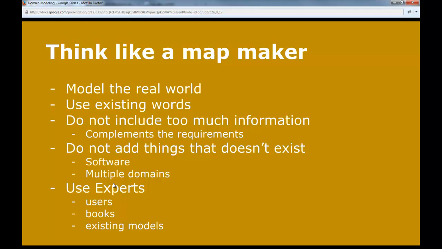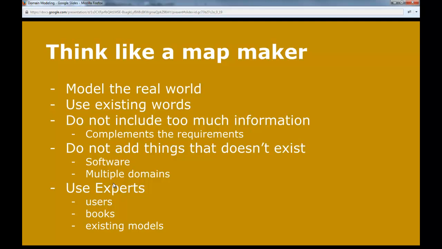Sometimes, when you face a customer and their problem, they act in multiple domains. Then it's often better to do multiple domain models, and not mix domains that are actually not that related. So don't try to do everything in one single model. It often becomes more complex than necessary. And map makers do not add things that do not exist.